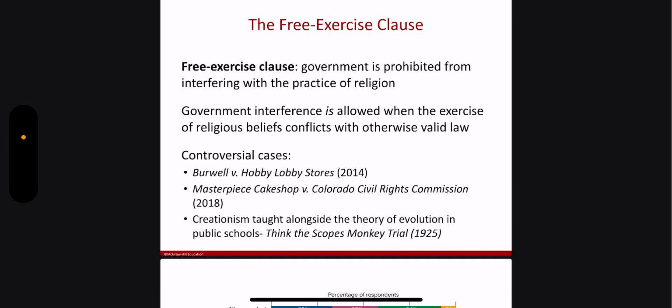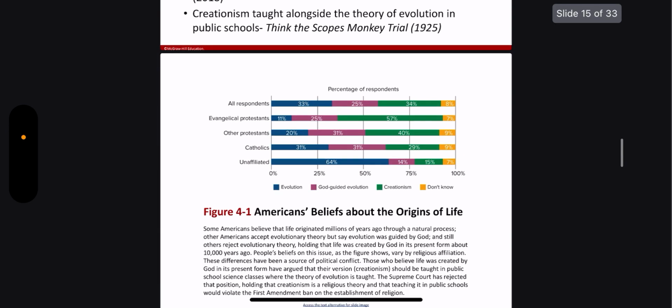Then we have Masterpiece Cake Shop versus Colorado Civil Rights Commission. Masterpiece Cake Shop did not want to bake a cake for a same-sex couple in Colorado in 2018. And basically, the court says, listen, if you're going to be in the public space and sell your cakes to the public, then you have to be able to do that. Okay.